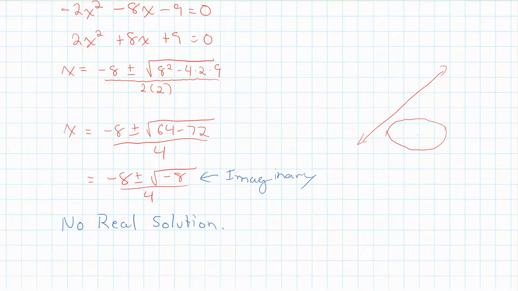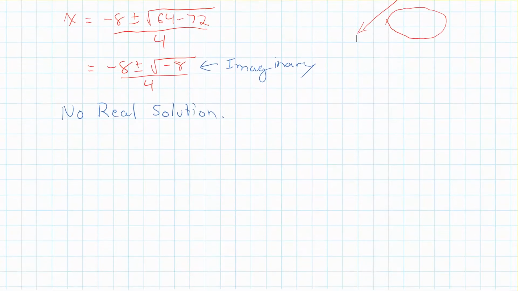Another example of getting no solution would be if your variables disappear and you get something that doesn't make sense. And what I mean by doesn't make sense is if you get something like 3 equals 4. 3 equals 4 doesn't make sense. And so that would be another case where there's no solution.